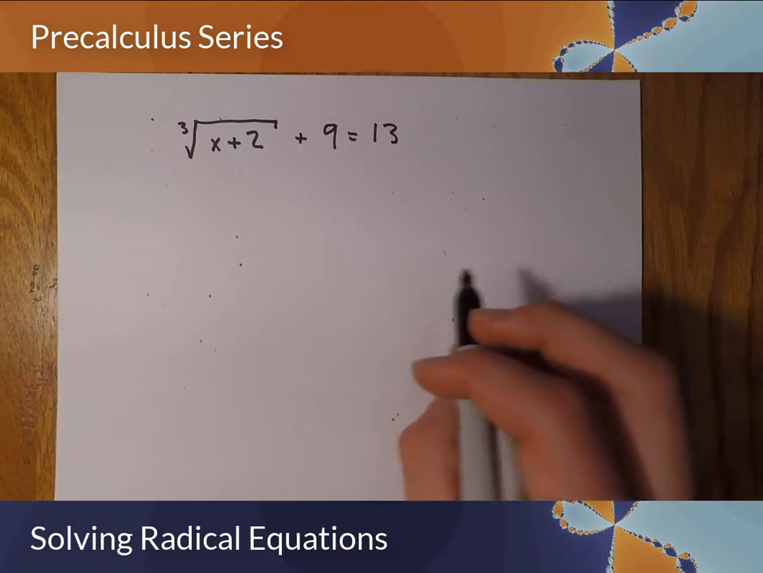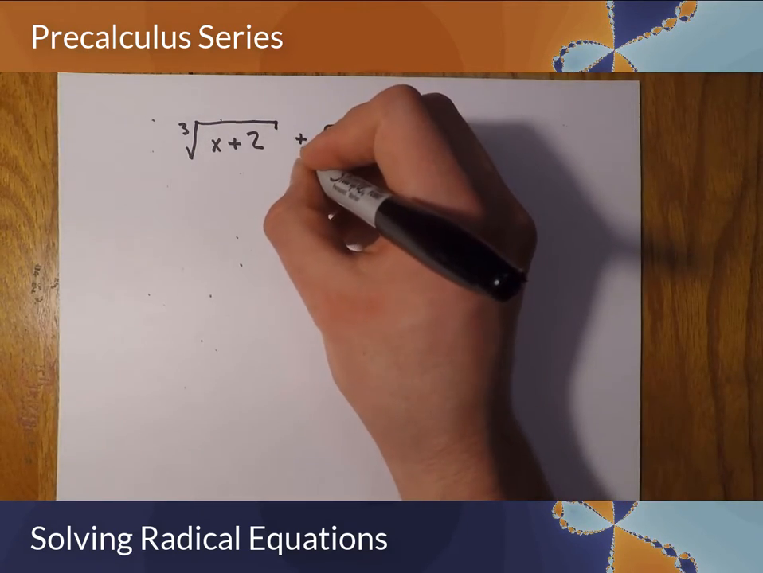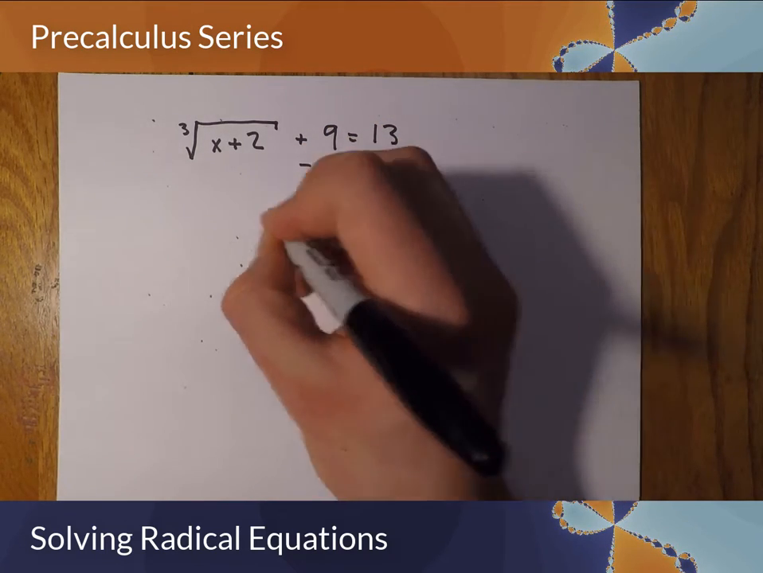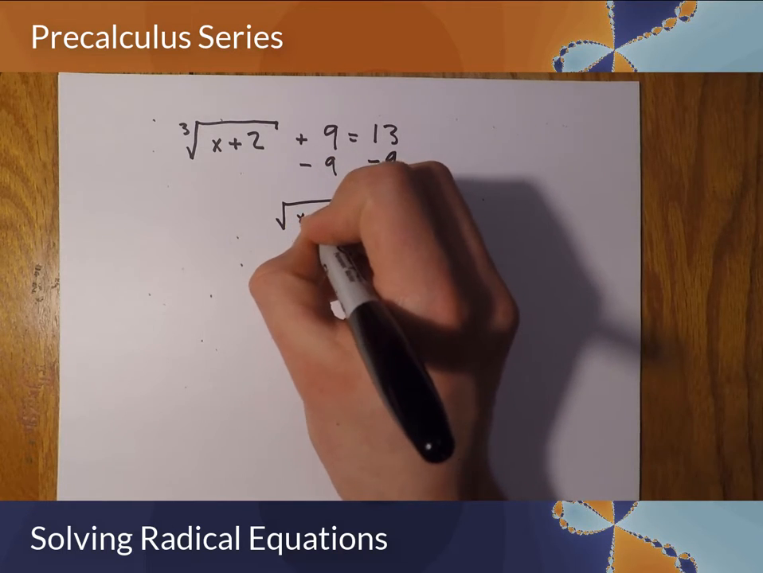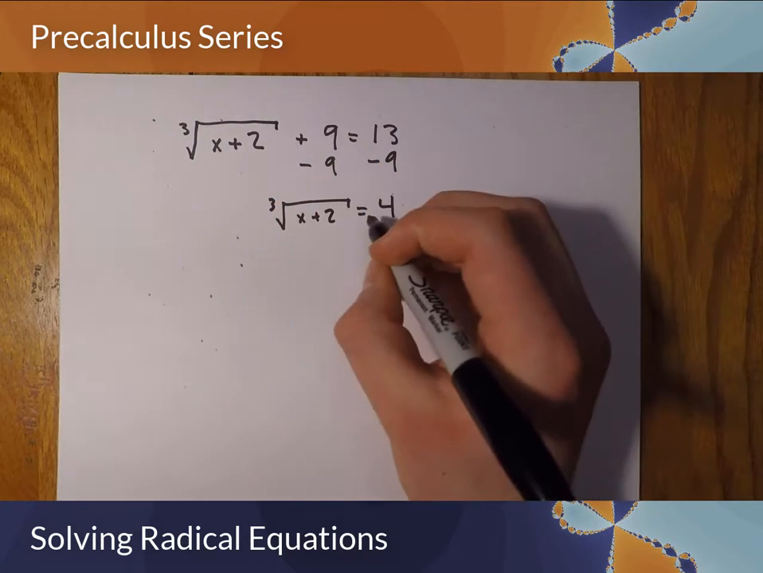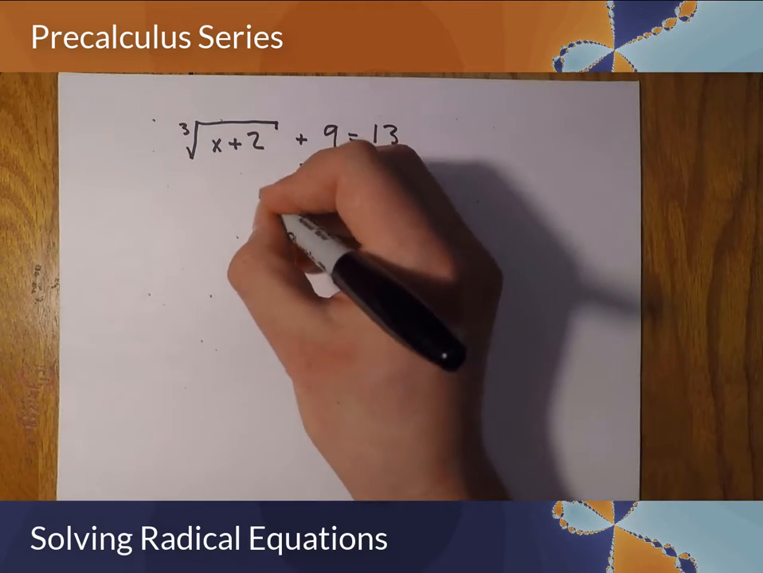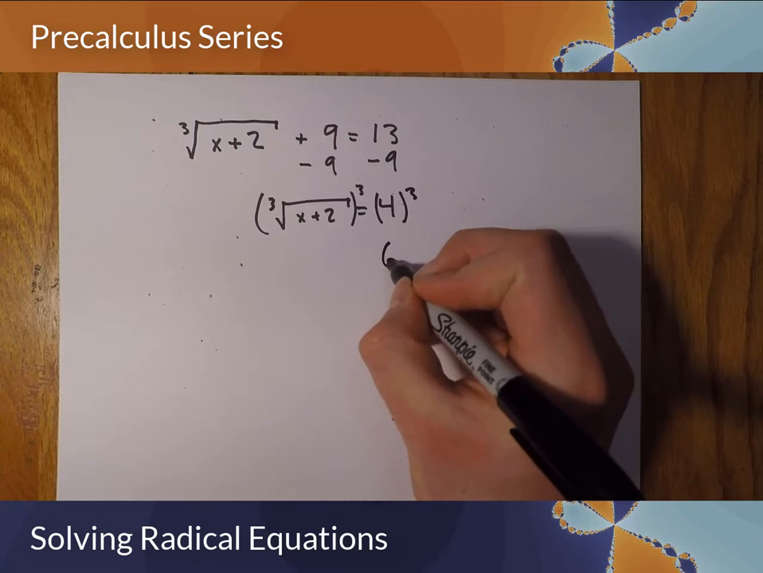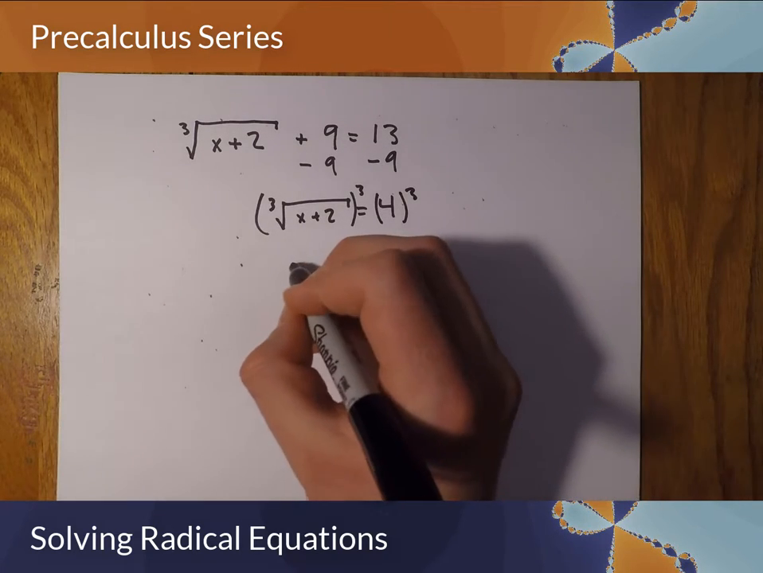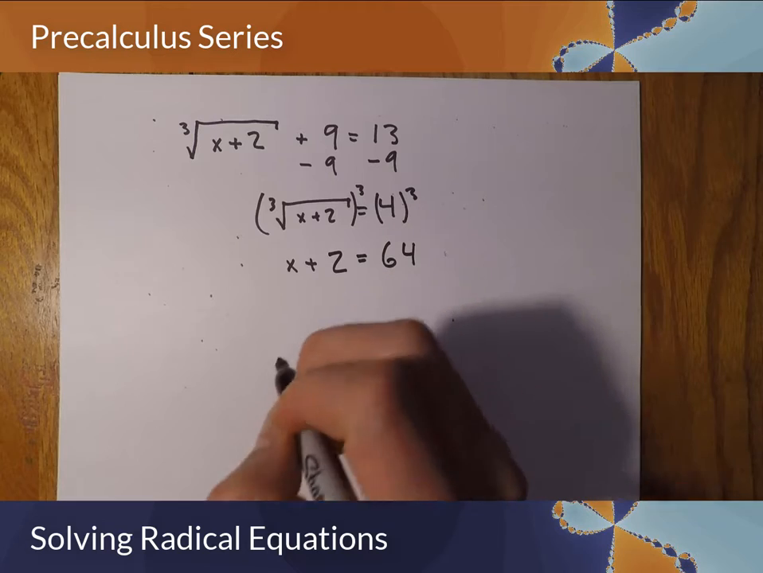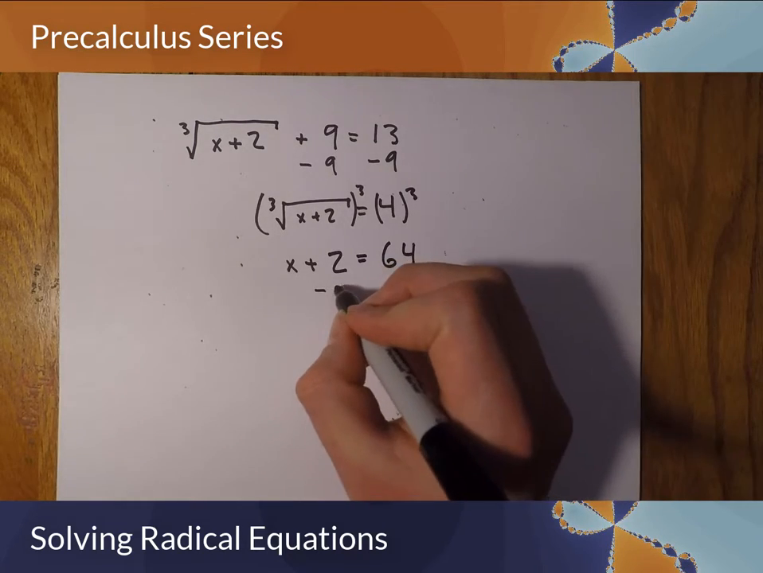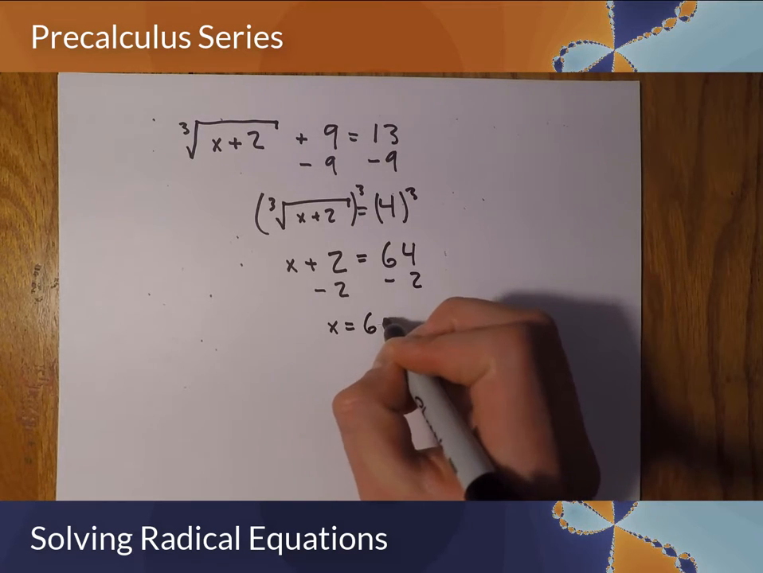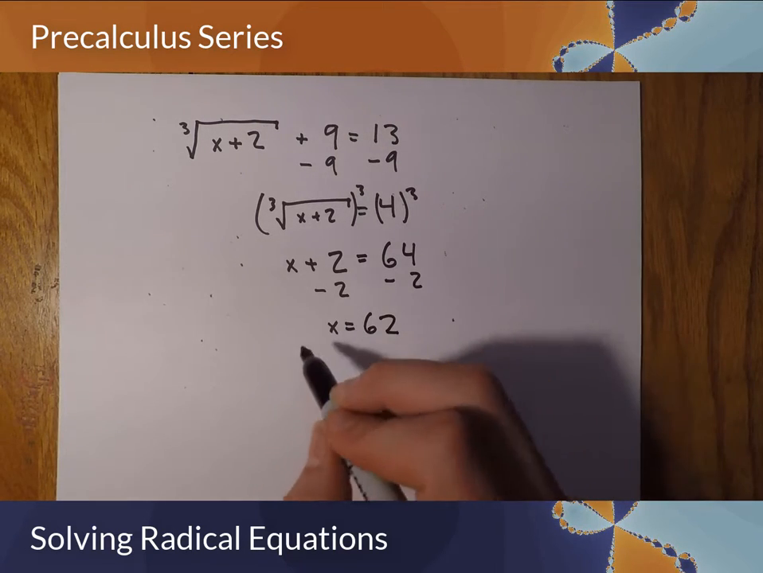All right, so now what we need to do is first subtract 9 from both sides to isolate the radical. So now we have the cube root of x plus 2 equal to 4. So now what we need to do is cube both sides. And so we get x plus 2 equals 64. So now we've got to subtract 2 from both sides. We now know one potential solution.